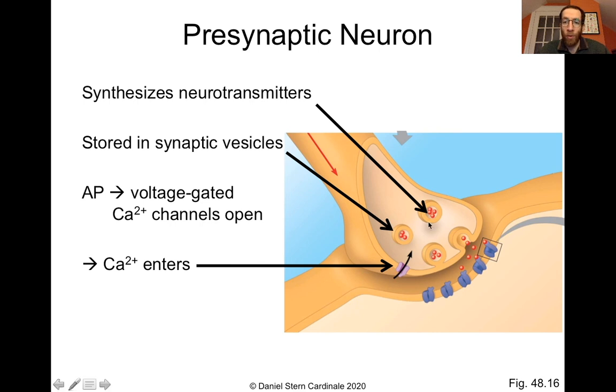Those synaptic vesicles are ready to go. Once an action potential happens, and the red arrow here indicates an action potential.